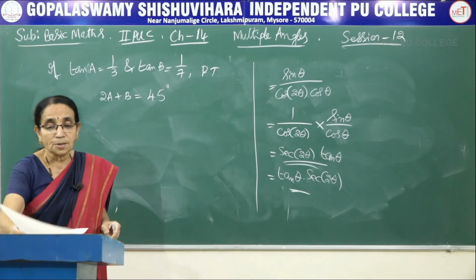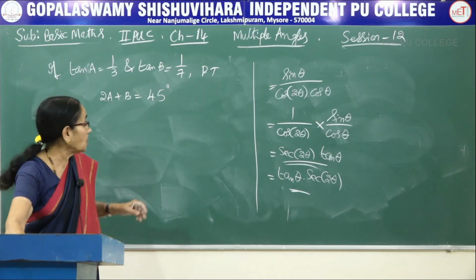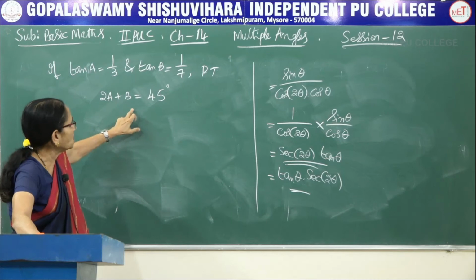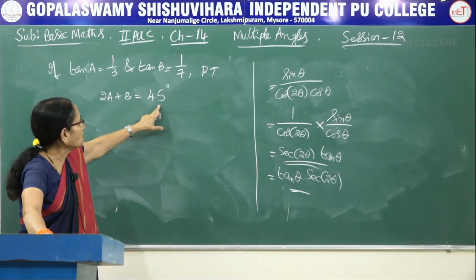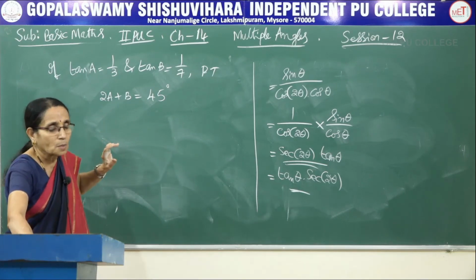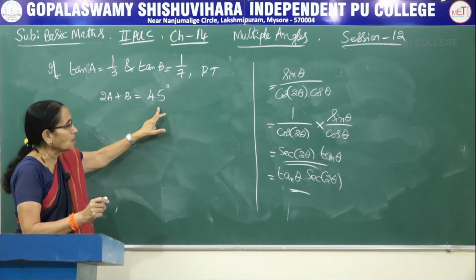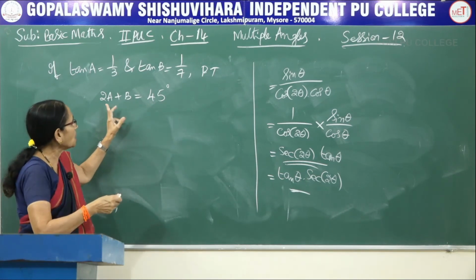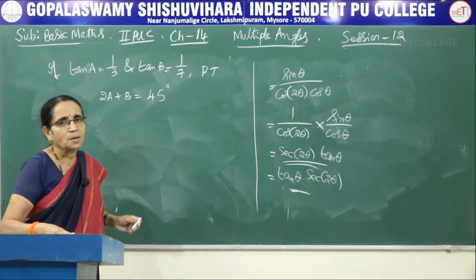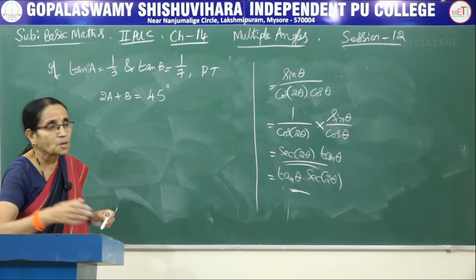Or the same problem can also be given as prove that tan of 2A plus B equal to 1, because you know that tan 45 is a standard value, tan 45 is equal to 1. So either the problem could be asked that prove that tan of 2A plus B equal to 1, or show that or prove that 2A plus B, the angle 2A plus B equal to 45 degrees. Both ways the problem is given. So you should be familiar with both ways of asking the same question.